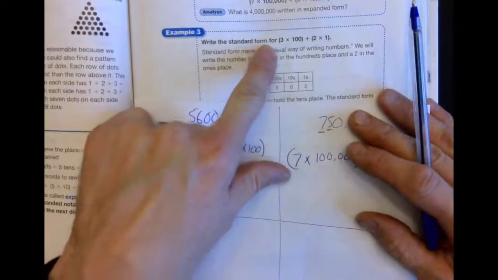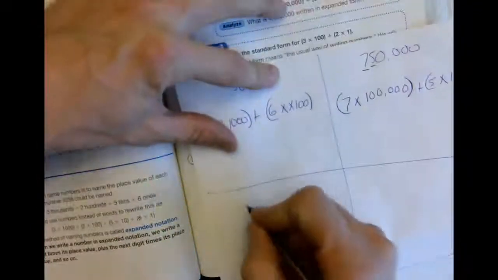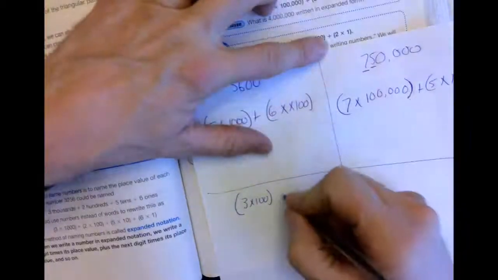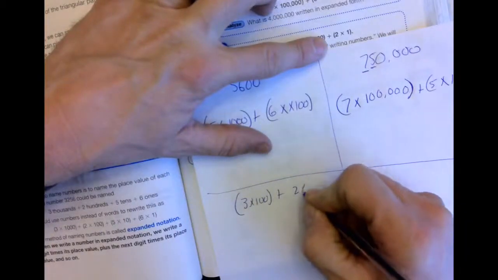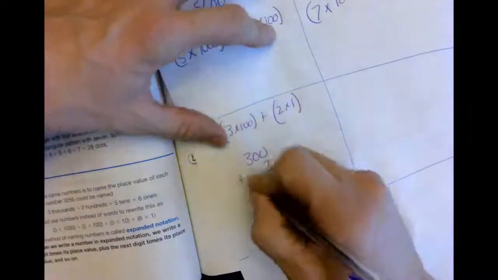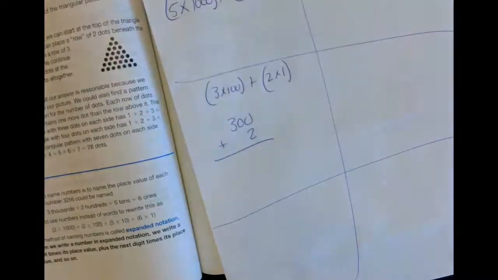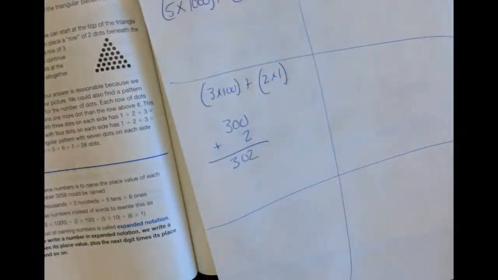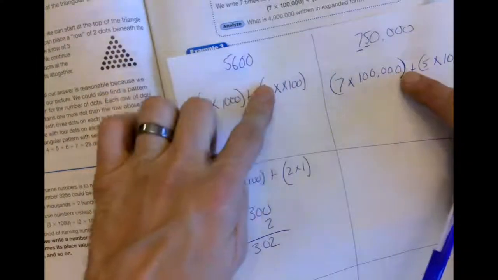Check out number 3. It says write the standard form of this. Oh, so now you just have a parentheses problem. 3 times 100 in parentheses and 2 times the 1 place. Well, 3 times 100 is 300. And 2 times 1 is 2. And now we just add them up. I know, pretty easy. That's called standard form. Expanded form, standard form.